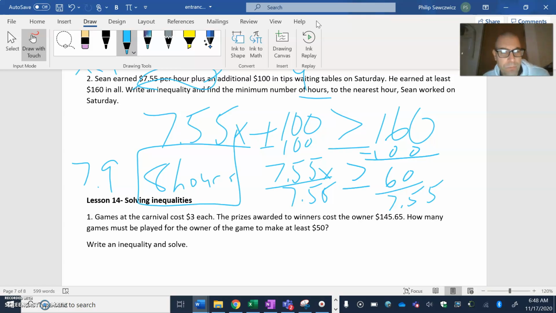All right. So there we go. Lesson 13 here. Again, taking your knowledge, starting with your inequalities, and blending them together with your equations that we're spending time with there.